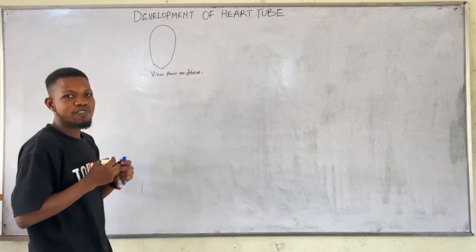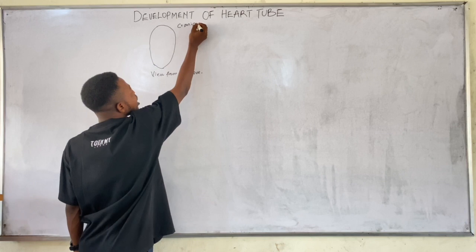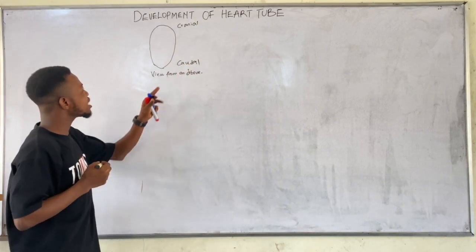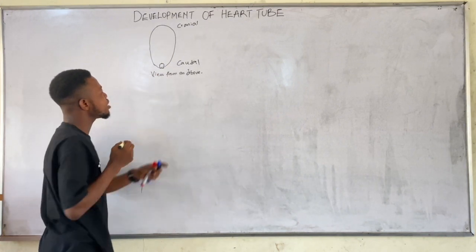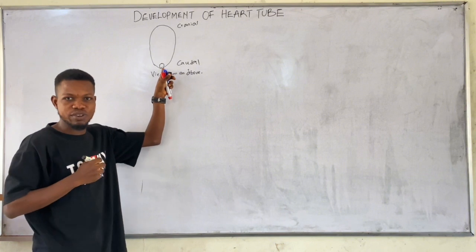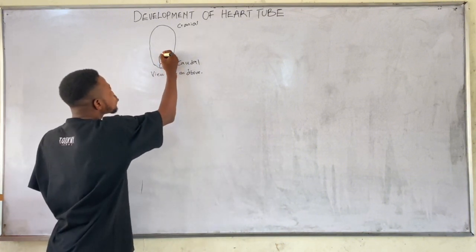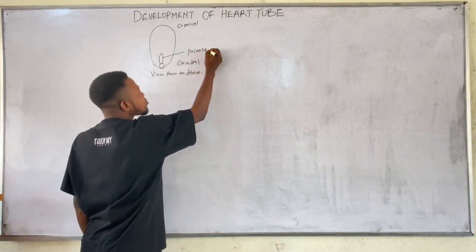Now, if you look at this developing embryo, this is the cranial part of the embryo, and this is the caudal part of the embryo. At the caudal part of the embryo, we have what we call the cloacal membrane. Then, moving cranially, we have the primitive streak.